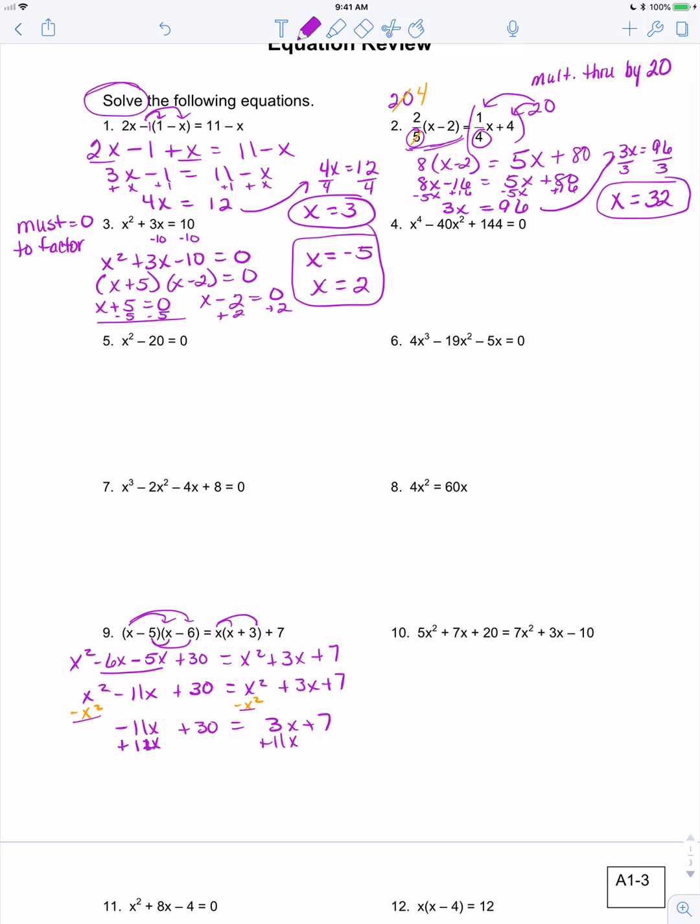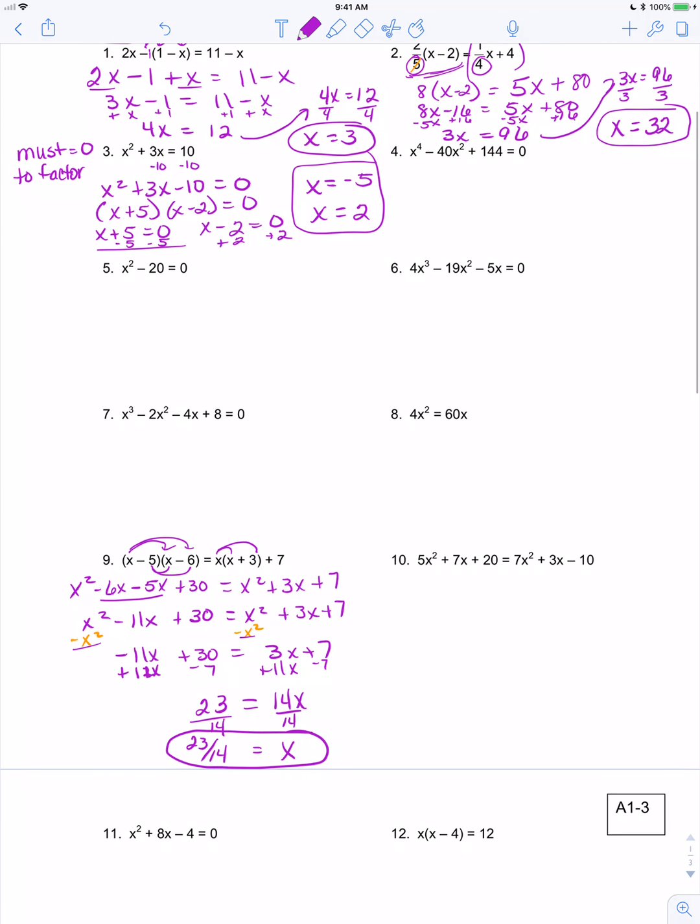So we've got plus 11x, that leaves us with 14x, and let's move our whole numbers over to this side. That leaves us with 23. Divide both sides by the 14, isolating that x, and you're going to get a pretty fraction, 23 over 14, and that would be your answer.